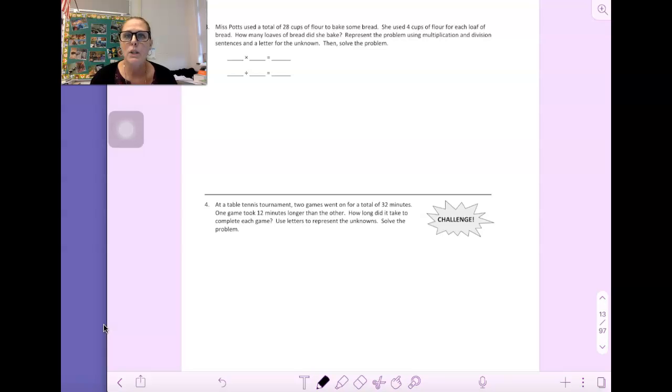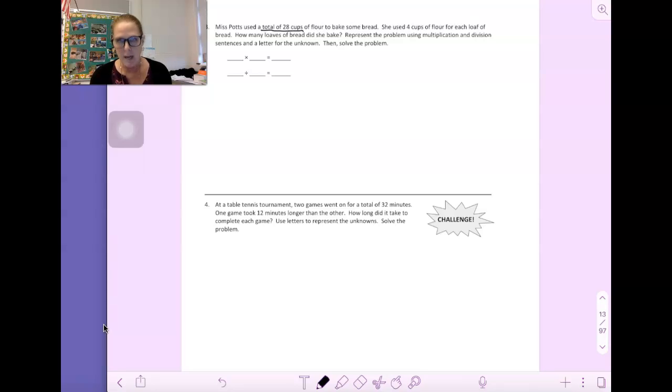Miss Potts used a total of 28 cups of flour to bake some bread. She used 4 cups of flour for each loaf of bread. How many loaves of bread did she bake? Represent the problem using multiplication and division sentences and a letter for the unknown. Then solve the problem.